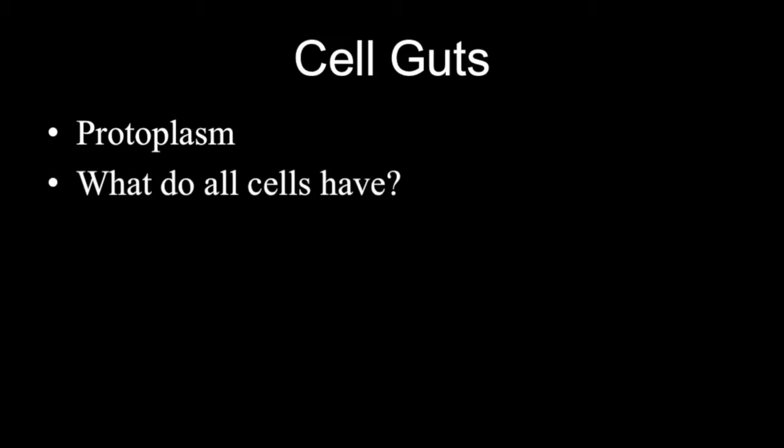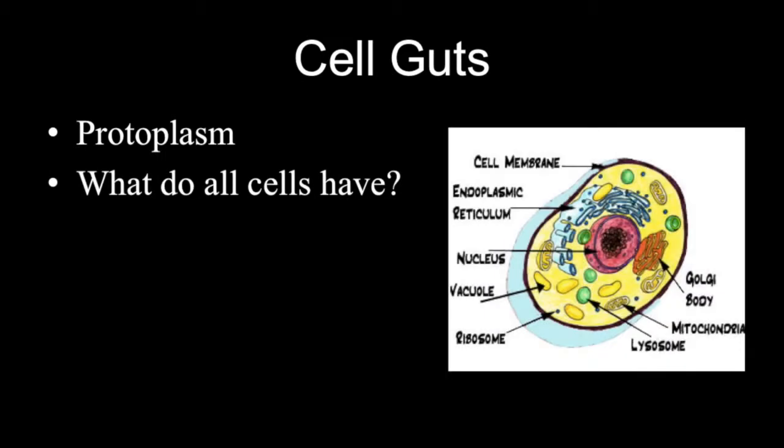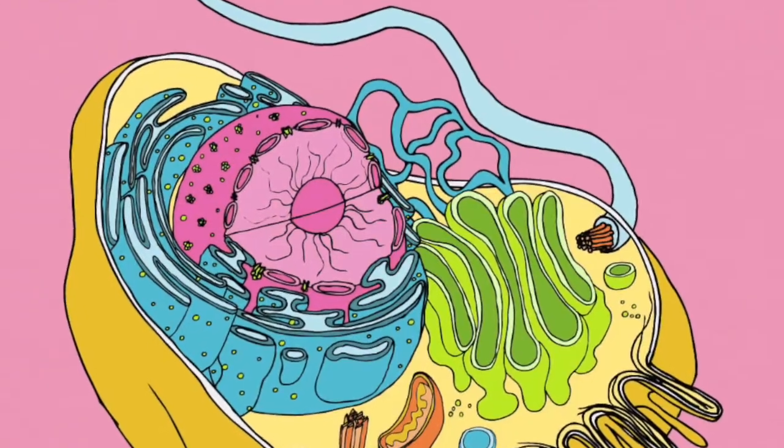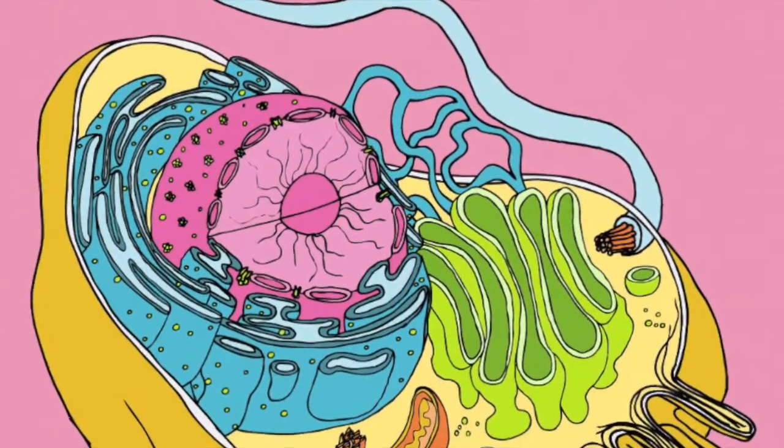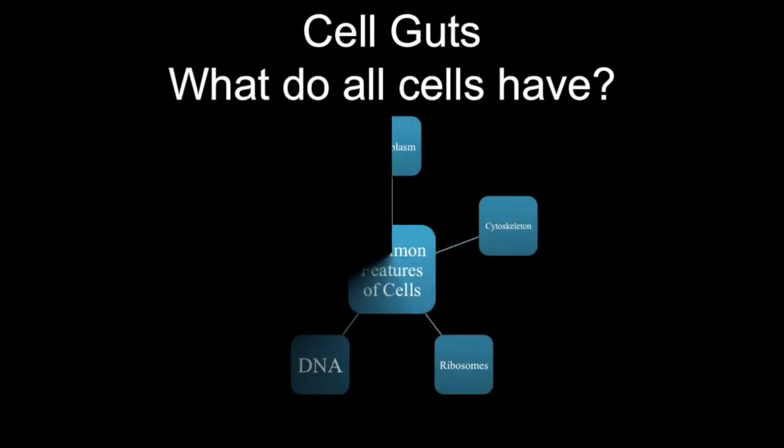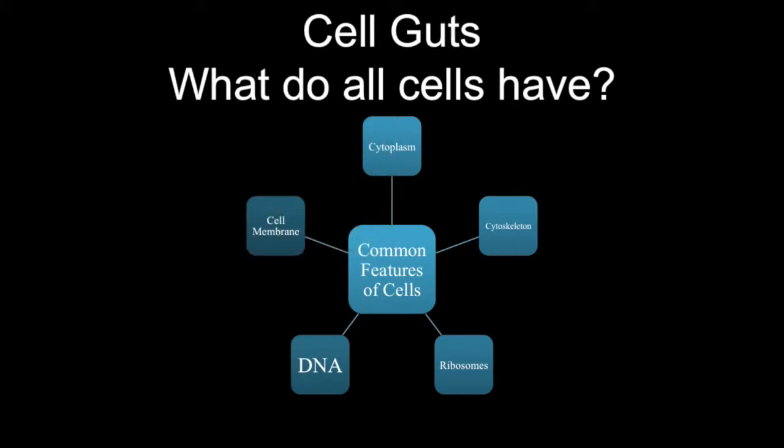Let's look at the cell guts. Every cell has protoplasm, which is basically everything within the cell membrane. But what do all cells have within the protoplasm? All cells have a cytoskeleton, which is used for support and movement, ribosomes that make protein, DNA that contains the genetic information, a cell membrane that controls what goes in and out of the cell, and lastly, cytoplasm that provides suspension and support for organelles.